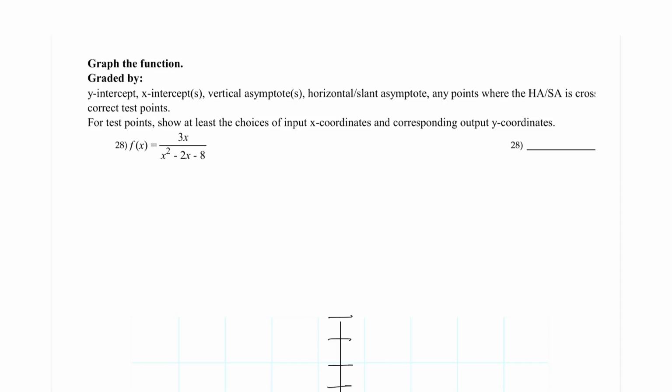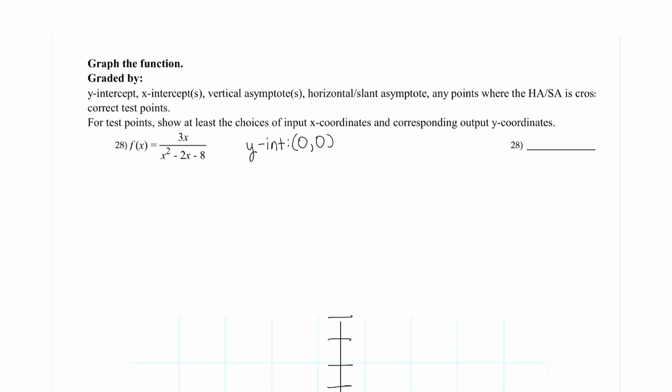Number 28, we're going to graph this function and you can see how we are going to be graded on this. Let's go ahead and start off with our y-intercepts. That's going to be where we plug 0 in for x and then evaluate it. When we replace every x with a 0, all of these terms are going to cancel out and we would get 0 over -8, and that's just going to be 0. So our y-intercept is (0, 0).